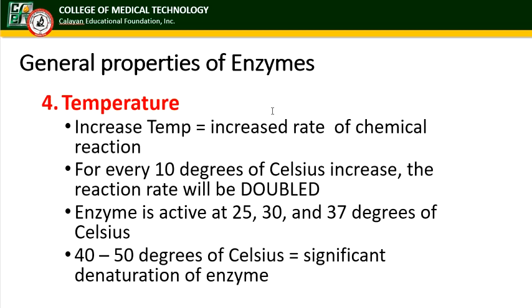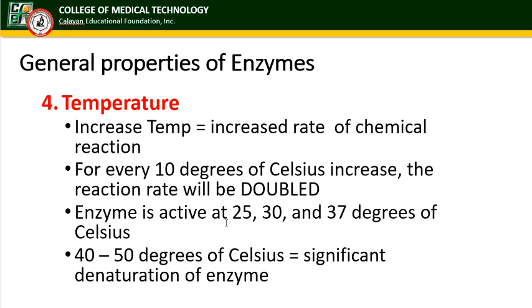Temperature. So, increasing temperature equals increased rate of chemical reactions. So, paano natin masasabi yun? For every 10 degrees Celsius increase sa ating temperature, the reaction will be doubled. Okay, so halimbawa 37. Gusto natin bumilis yung reaction. Dinagdagan natin ng heat. So 37 plus 10, 47. Yung speed is na doble na.